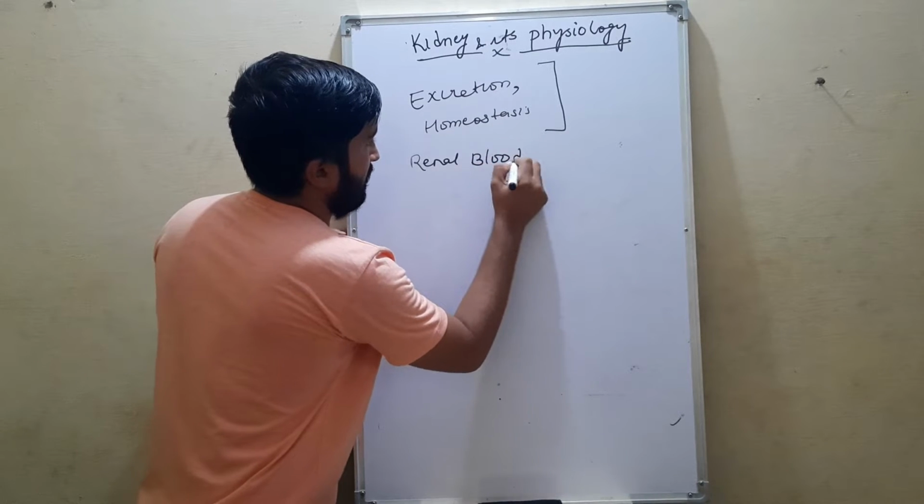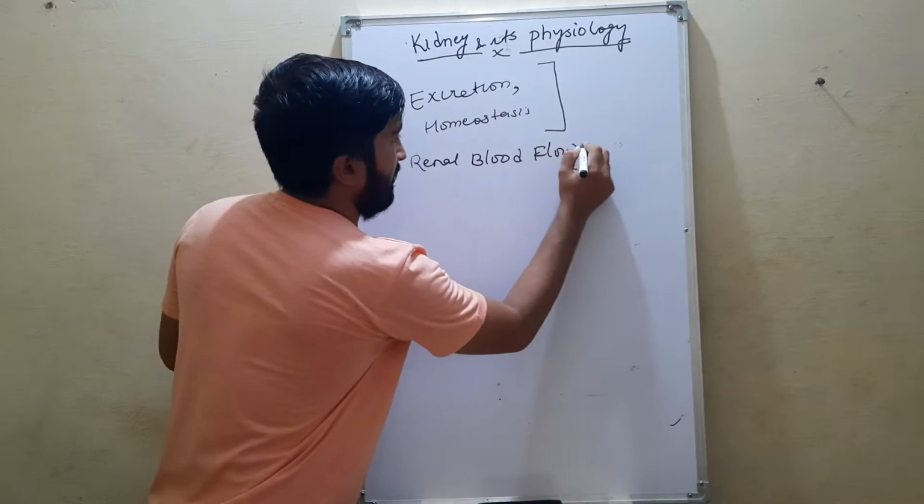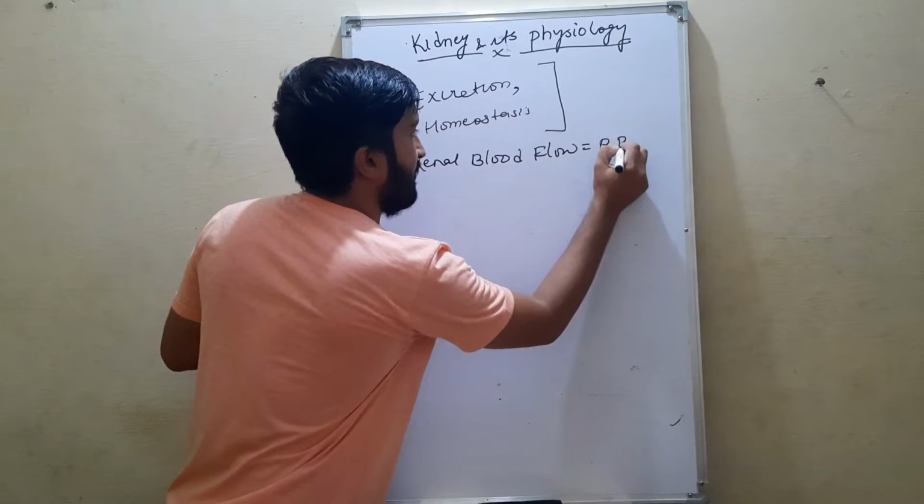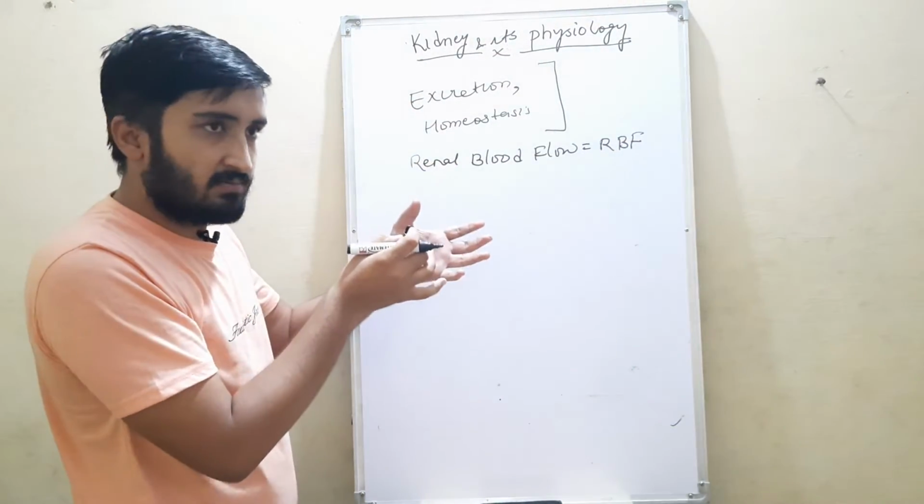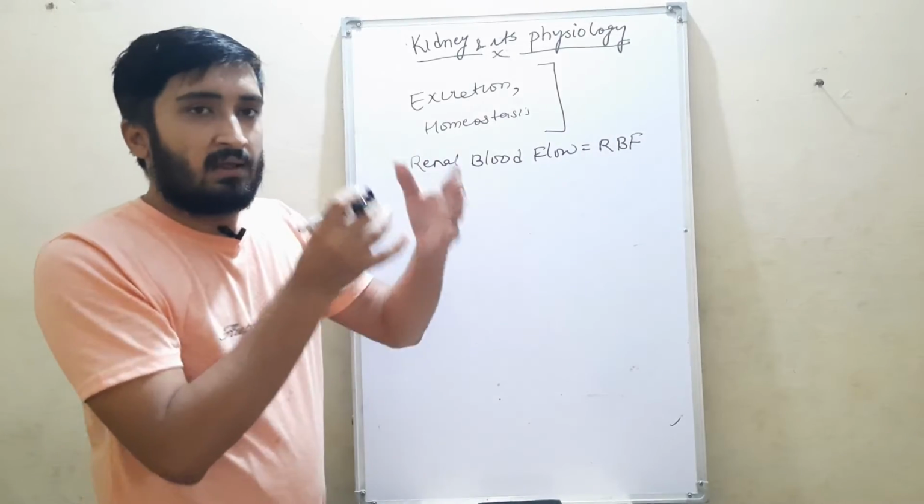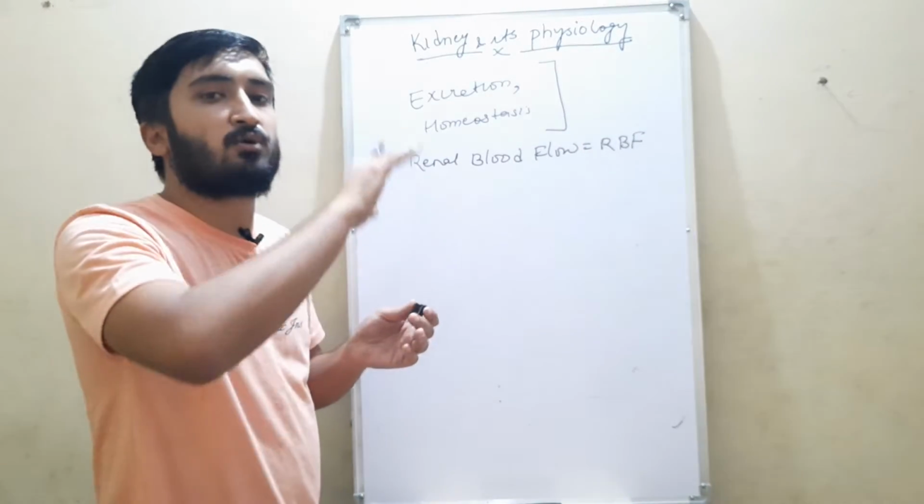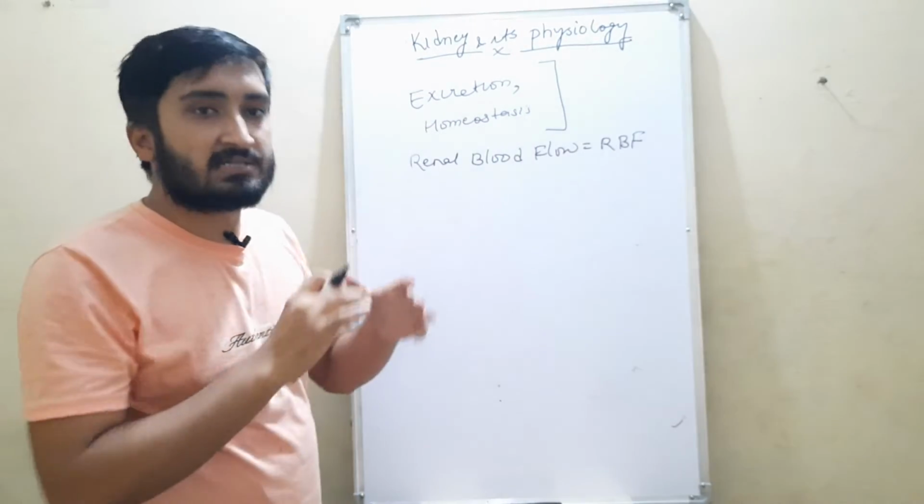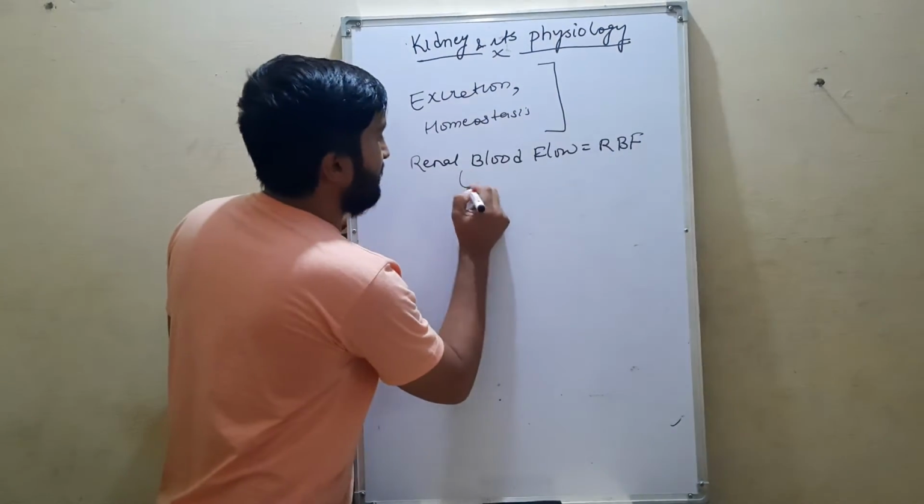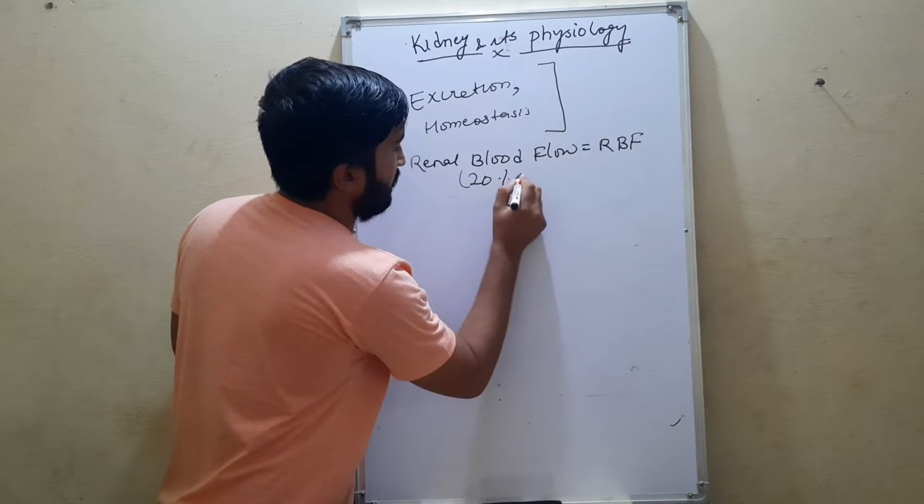Renal blood flow, or RBF, is the amount of blood that is coming into the kidney out of the total blood that is pumped by the ventricles into the body. So it is around 20% of the cardiac output.